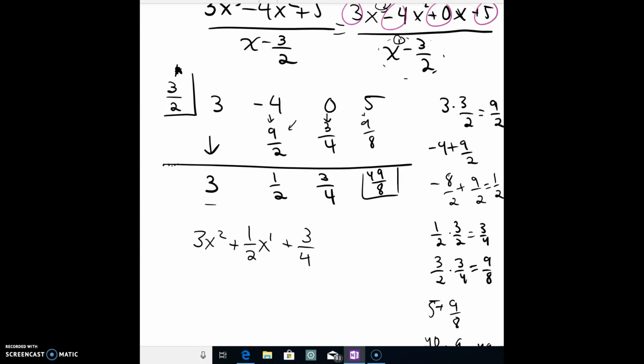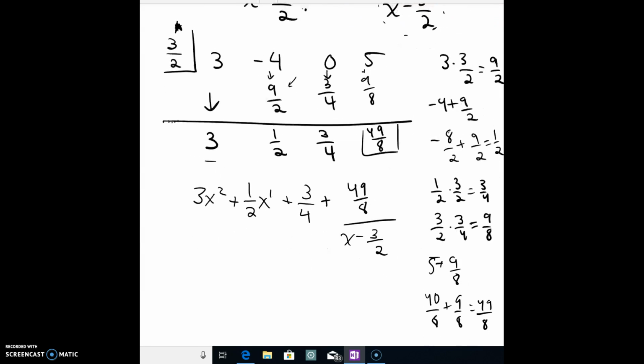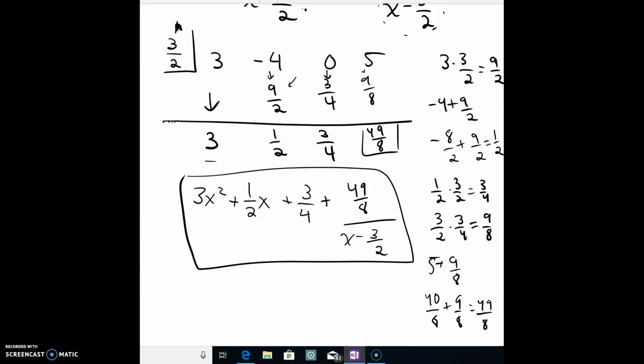And this 49 over 8, that last term, is going to be our remainder, and we're going to write our remainder, plus 49 over 8, divided by our original divisor, which was x minus 3 halves. So you can leave your answer like this. This isn't really standard, so I'm going to get rid of that 1. And it's not pretty, but we can write our answer in this form.